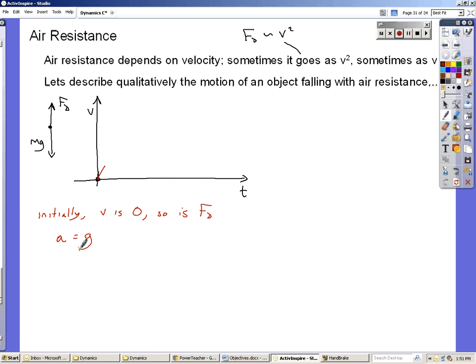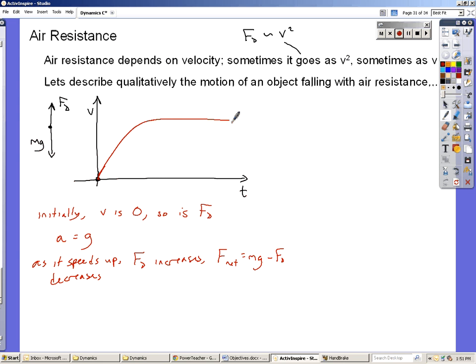But as it speeds up, what happens is the drag force increases, which means that the net force on it decreases, because F net equals mg minus Fd. The result is that the acceleration also decreases. And eventually the acceleration reaches 0, and the velocity levels off at a value that we will call the terminal velocity.